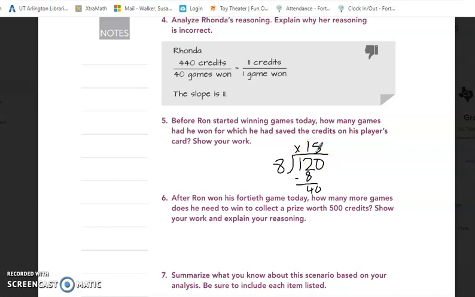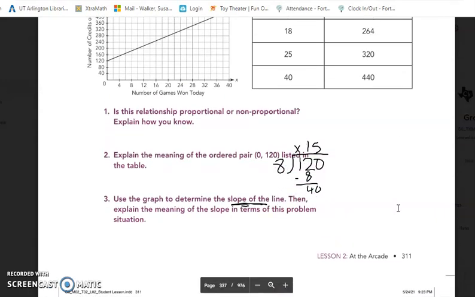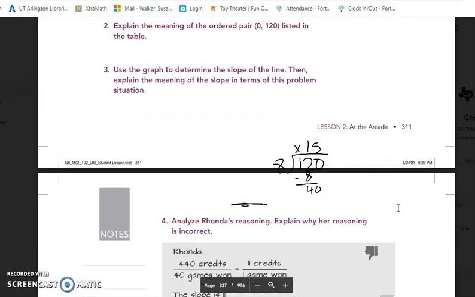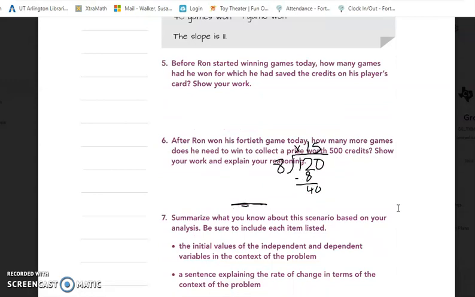After Ron won his 40th game today, how many more games does he need to win in order to collect a prize? 500 credits. Now, the important thing here is it says after the 40th game, okay? So I'm going to go back and look at what it was for 40. Let's see if that was in our table. So at 40, we already had 440 tickets, right? So we have to figure out how many more we need.